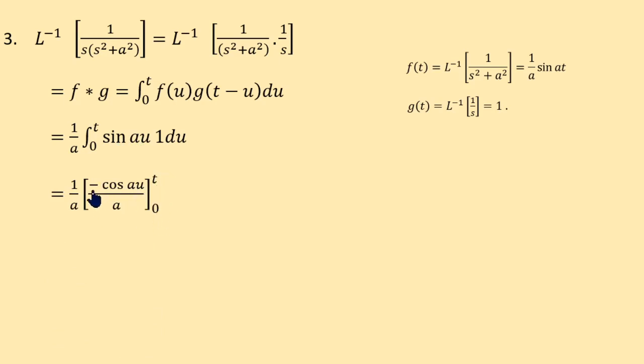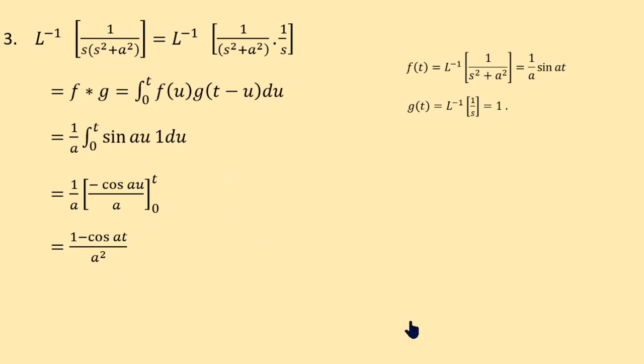For the upper limit, it is minus cos a t. For the lower limit, it is minus cos 0, which means minus 1. Upper limit minus lower limit. Therefore, minus cos a t plus 1, or 1 minus cos a t by a. Here outside, one more a. So it is 1 minus cos a t by a square. So this is L inverse of 1 by s into s square plus a square.